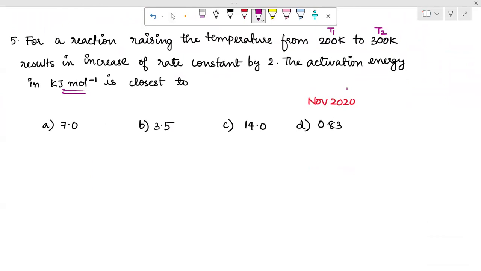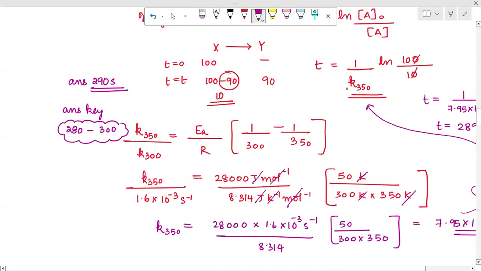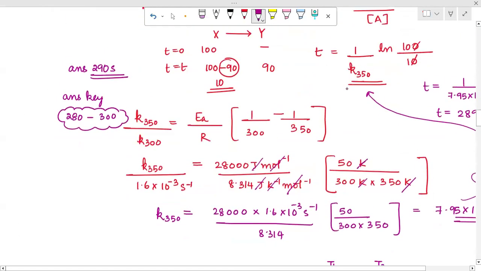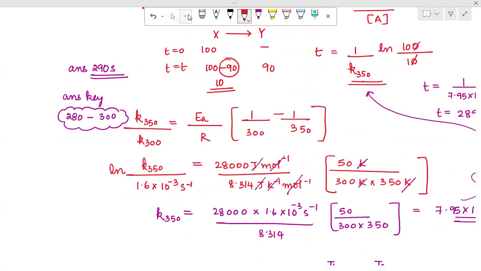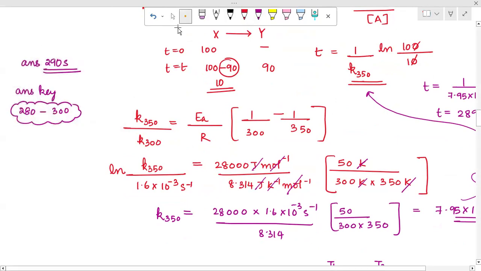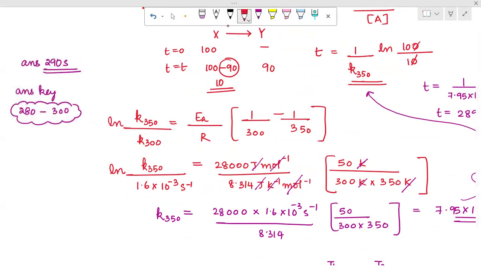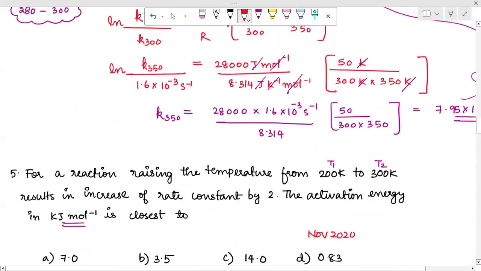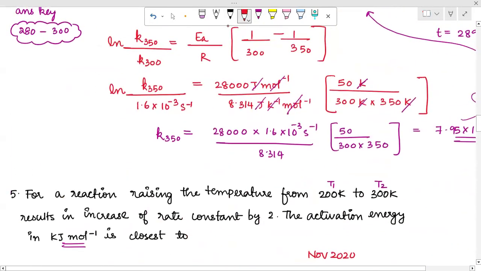Very easy, correct? So what is the equation? We know that ln of K2 by K1. Just a second, I didn't write ln over here. I had calculated it, but I didn't write it over here. There is ln over here. Sorry, I missed it out. There is ln. I have taken that.